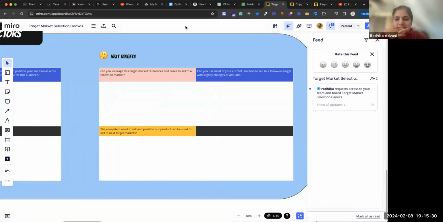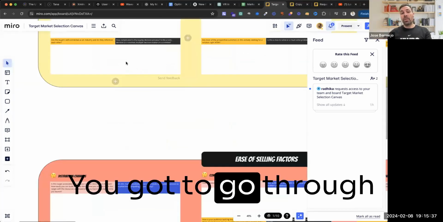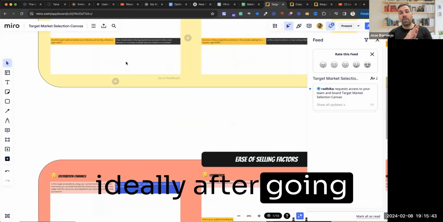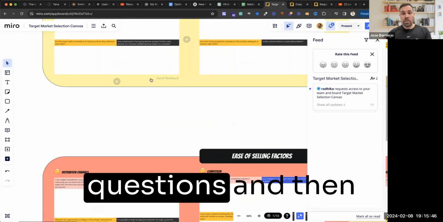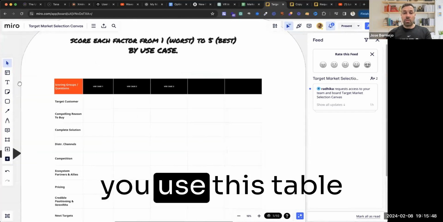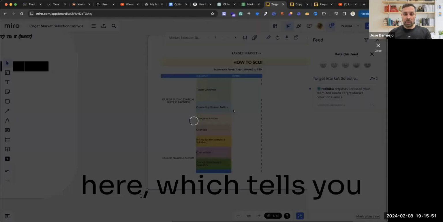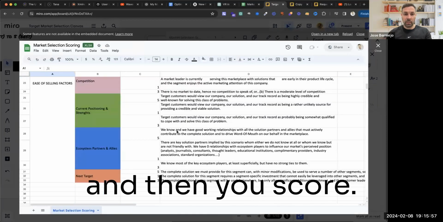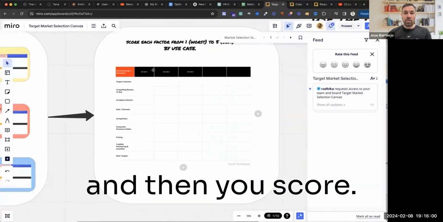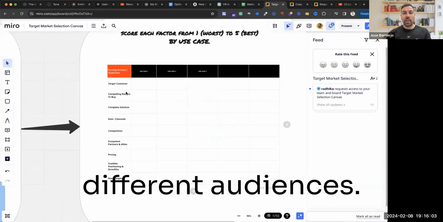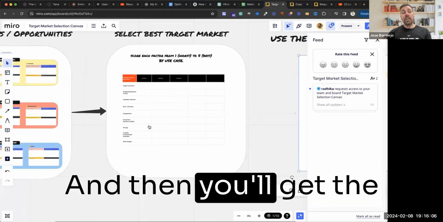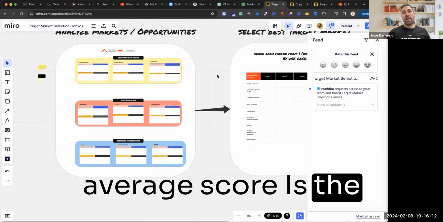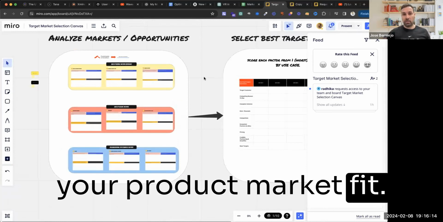Okay? That makes sense. So what's the idea after this summarizing? You go through this exercise alone or with your team, ideally after going through the interviews. You answer these questions, and then you use this table here, which tells you the criteria for the scoring and your reasoning after the scoring. And then you score use case 1, use case 2 for the different audiences, and then you get the score. And that average score, the top average score, is the best opportunity for your product market fit.